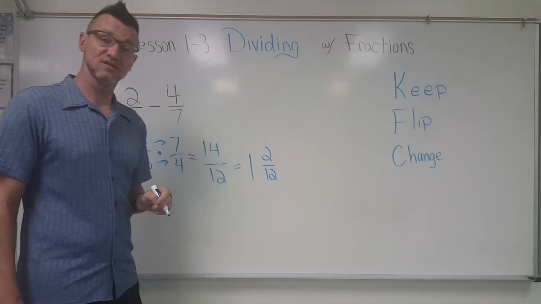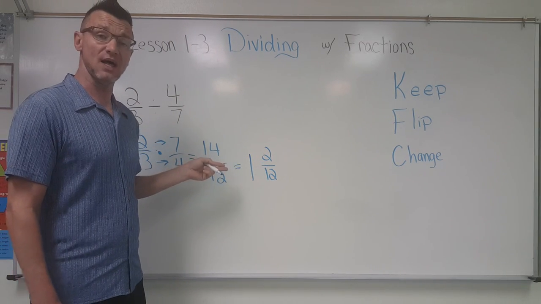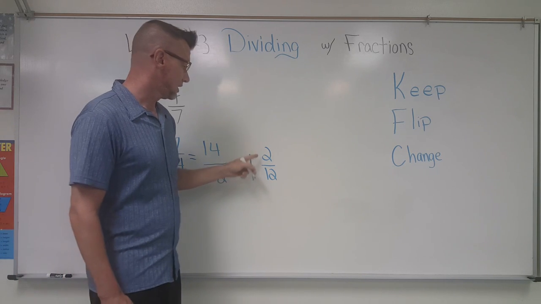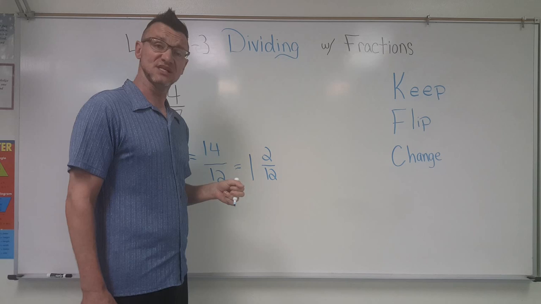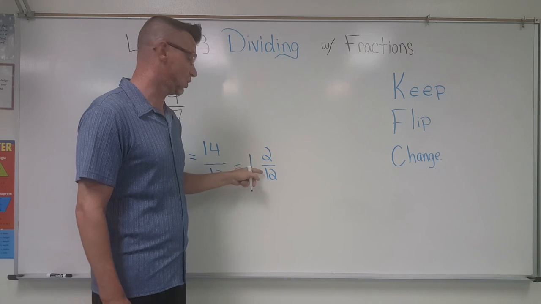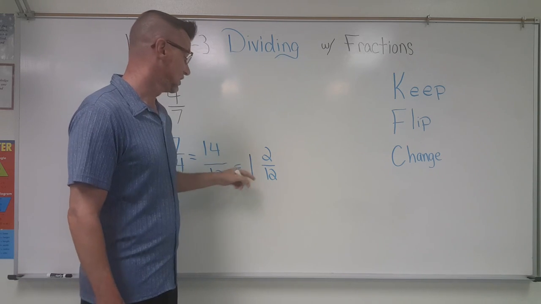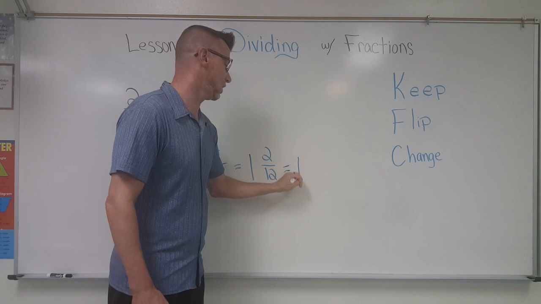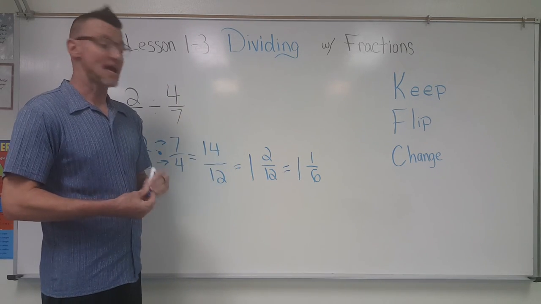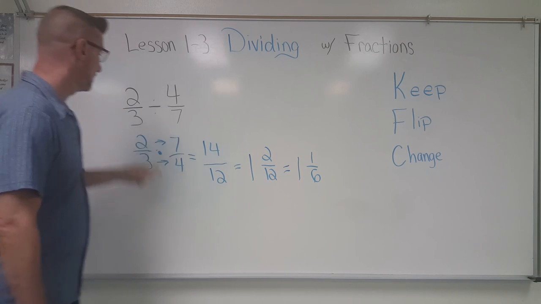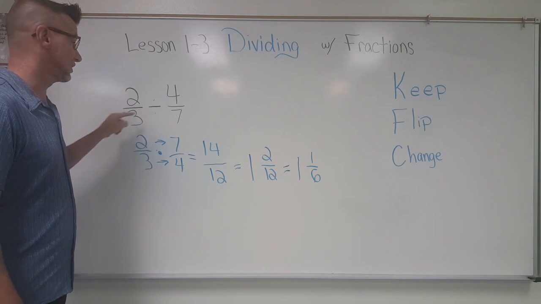Now, can 2/12 simplify more? They're both even, so I bet it can. So how many times can 2 go into 12? Well, 12 divided by 2 is 6, so we know 2 over 12 would be 1/6. So this simplifies to 1 and 1/6. And now you have a simplified answer after you divided 2/3 divided by 4/7.